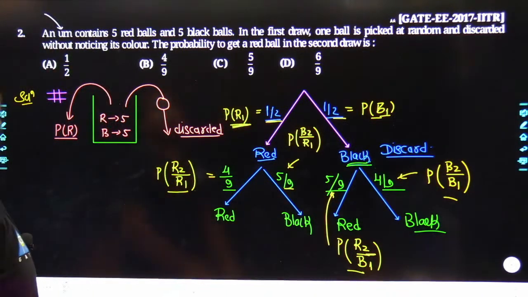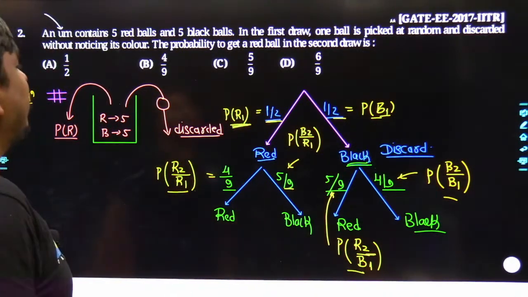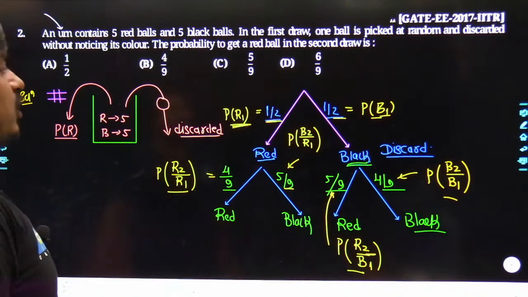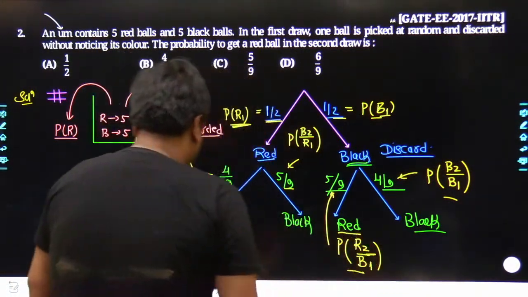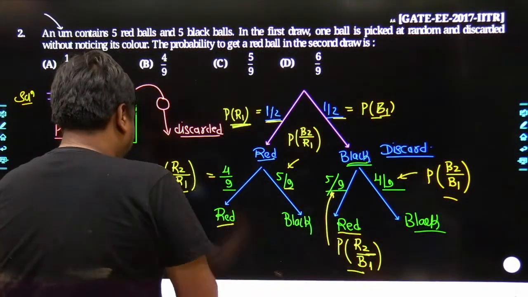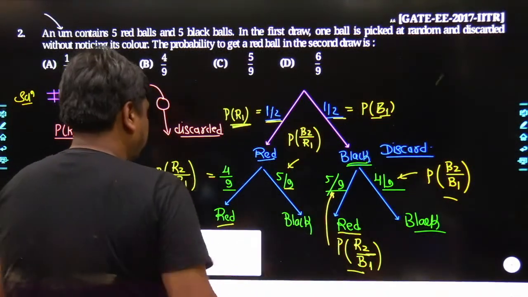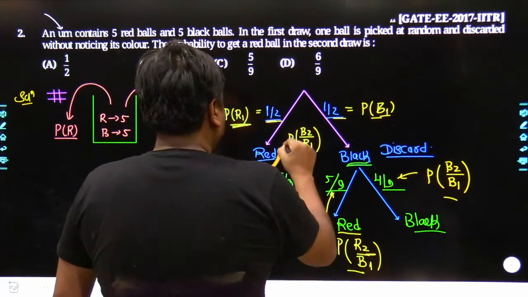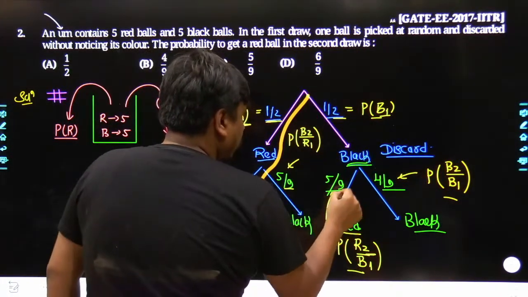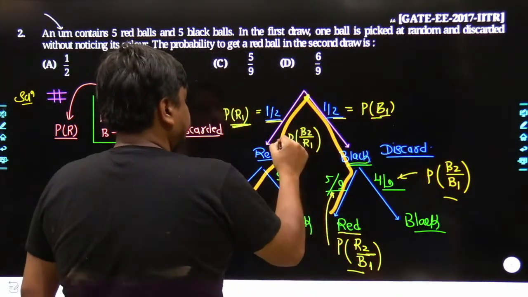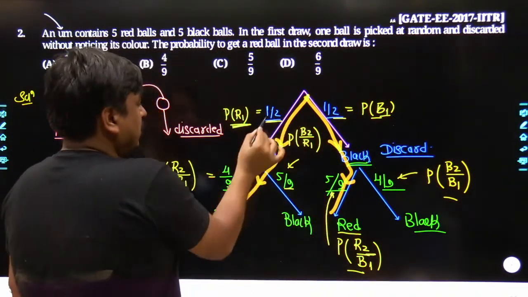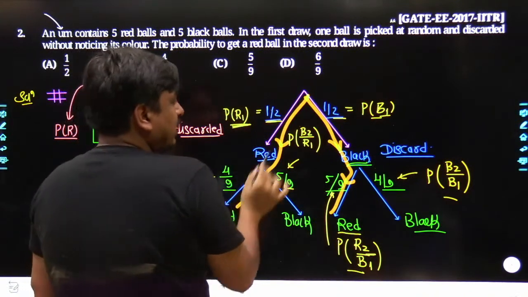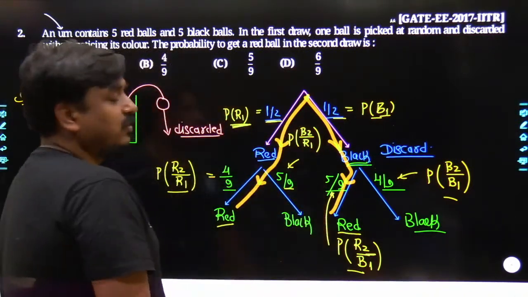Specifically in this problem, what are they looking for? They are looking for the probability to get a red ball in the second row. How is it possible? A red ball is over here, and a red ball is over here. So obviously you have to backtrack this complete tree. You can go through this path, and similarly through this path. Once you go through this path, half gets multiplied with 4 upon 9. Similarly, half gets multiplied with 5 upon 9.